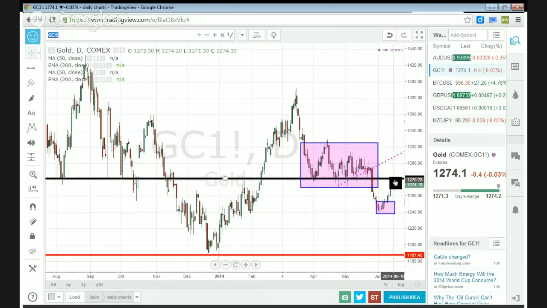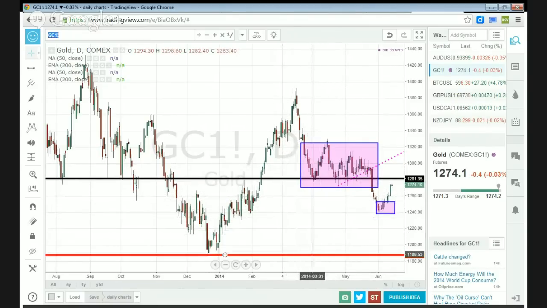This could be a big resistance level that draws a lot of bears in. So let's see if that happens. My expectation is that it will occur. However, I'm in this for the long term, and I'm definitely buying at these levels between 1180 and 1280.